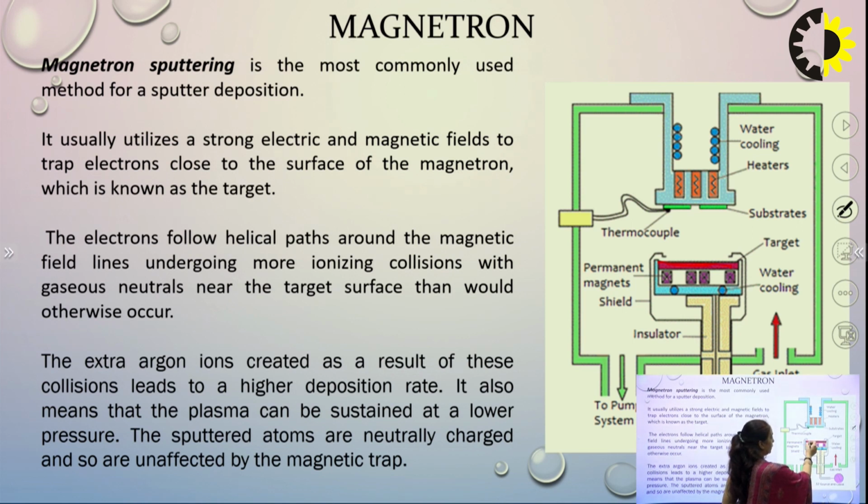Some sputtering will be there, and we have this thermocouple. The substrate will be there. When the target is evaporated, it will be deposited over the substrate. Some heaters are there so that we can heat up the substrate to cross the barrier reaction. And here also we have water coolants.